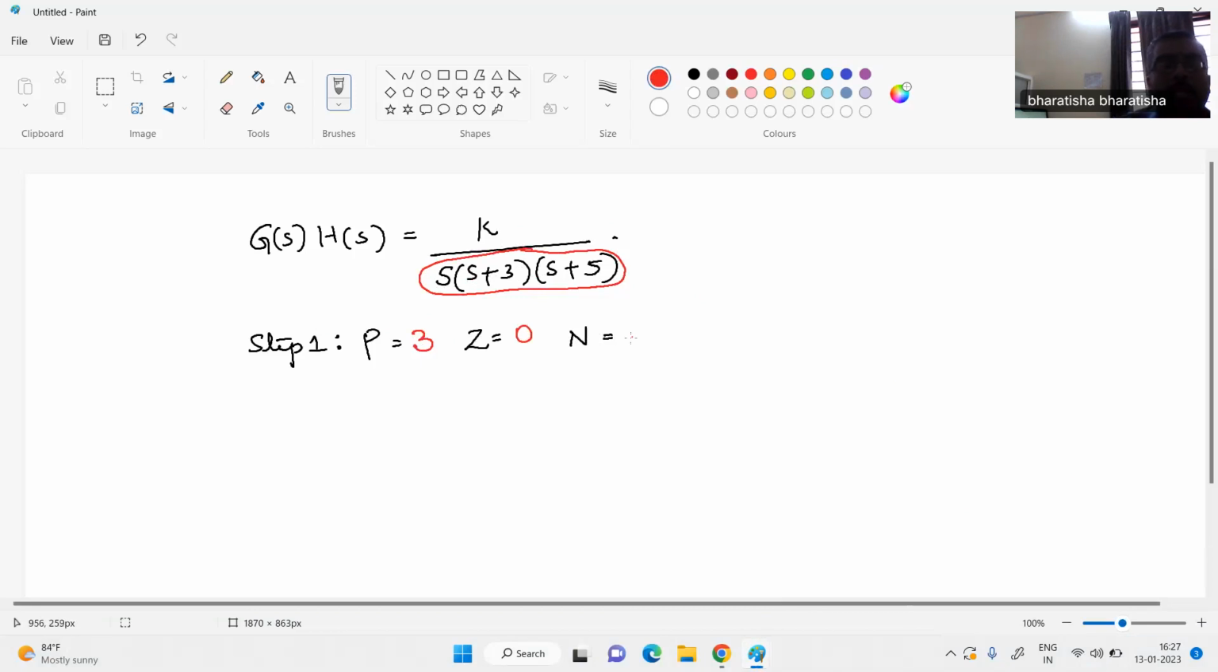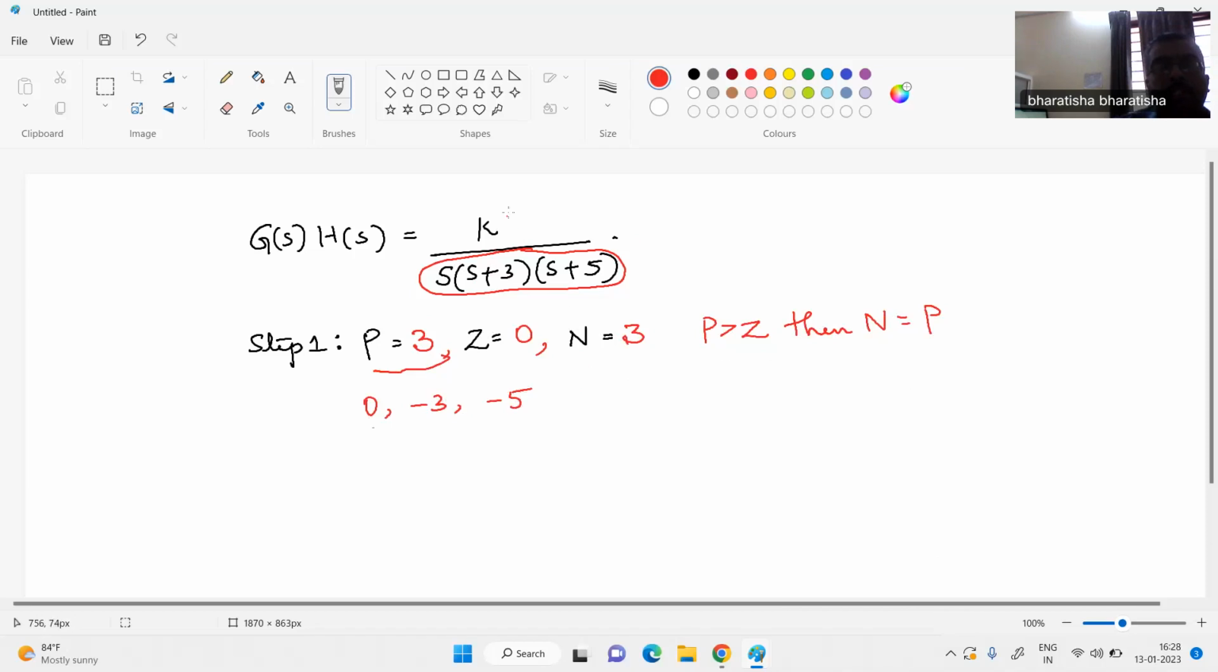And how do you identify the number of branches? If p is greater than z, then the number of branches will be equal to p. That is, n will be equal to 3. Now, which are the poles? You just find out the roots of this characteristic equation. There are 3 roots: 0, minus 3, and minus 5. So these are the 3 poles.